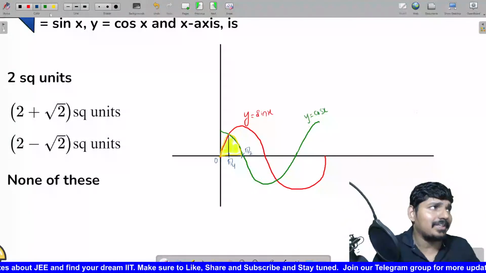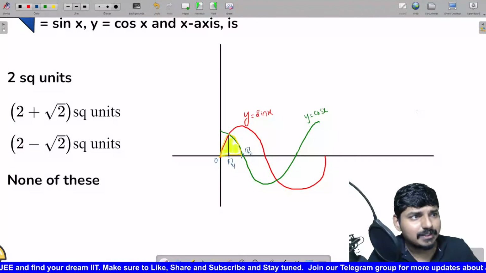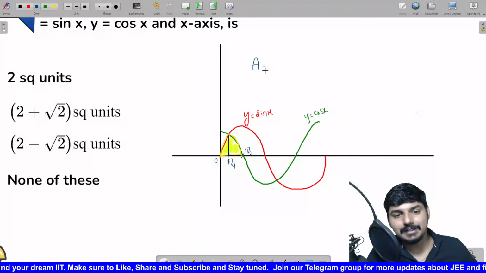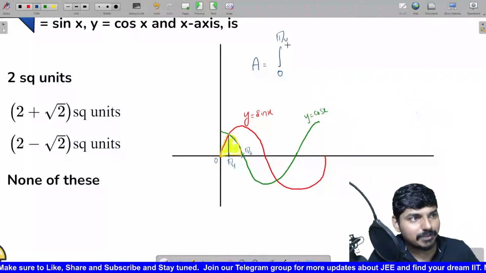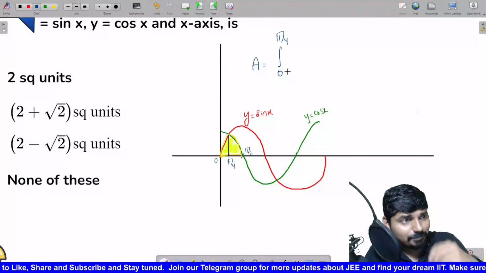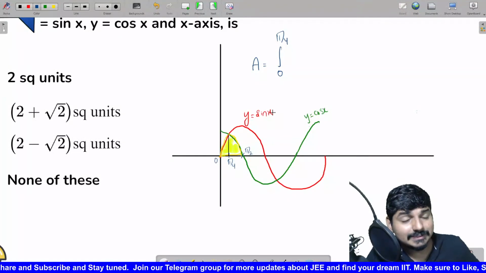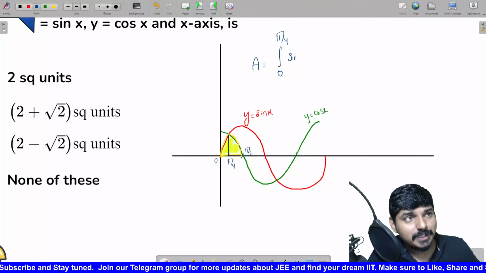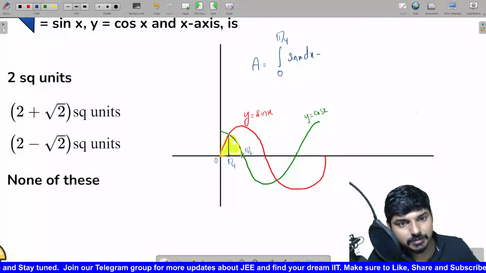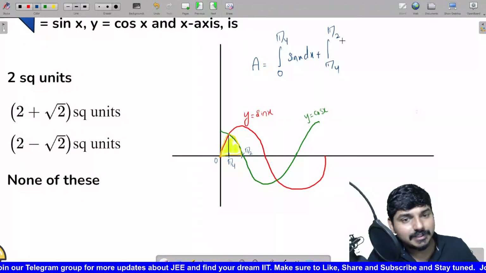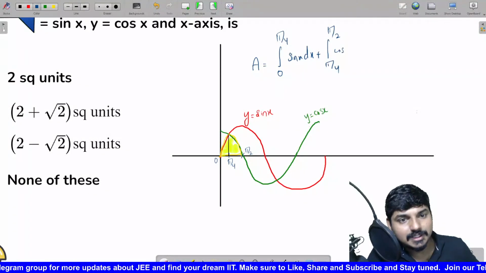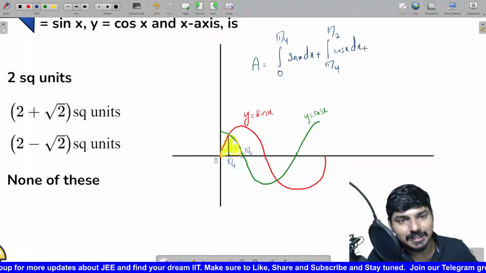Anyway, the concept is going to remain the same. Here, to find the area, you have to do integration from 0 to pi by 4. Between 0 and pi by 4, sin x is involved, so it's sin x dx. And between pi by 4 to pi by 2, which curve is involved? The cos x, so cos x dx, everyone.